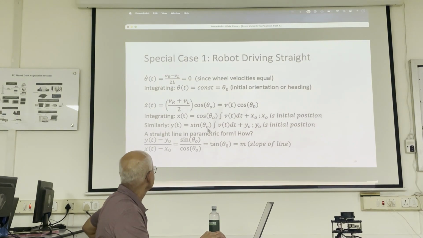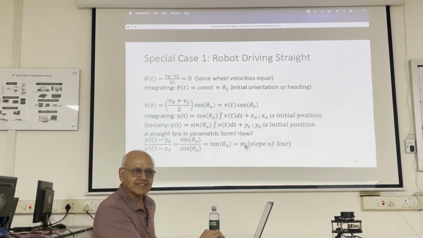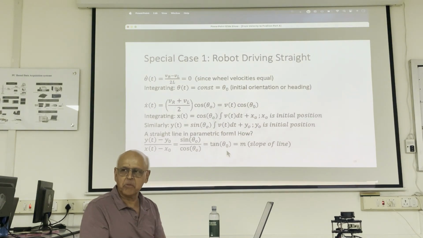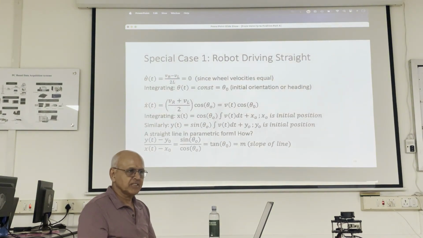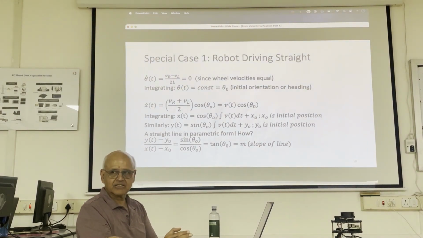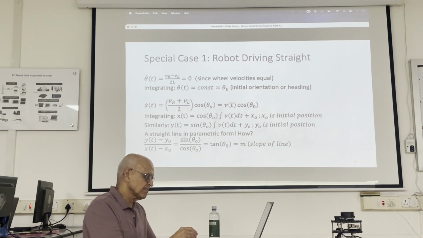Do you know how I got that? Y of t minus y naught, x of t minus x naught, and I divided one equation by the other. And sine theta naught by cosine theta naught, a constant, is equal to tan theta naught. Remember, that's m, the slope of the straight line. And now you see that's the same as the regular form of the straight line. So if you point the robot this way, it keeps on going in this direction. It's not really useful, but it's an interesting result.